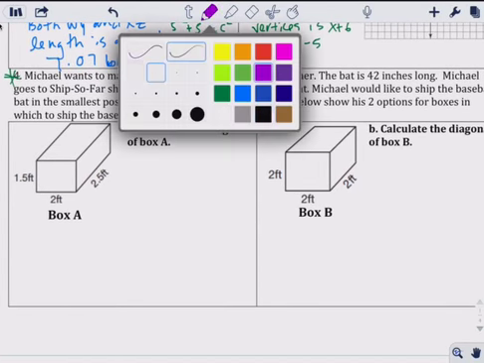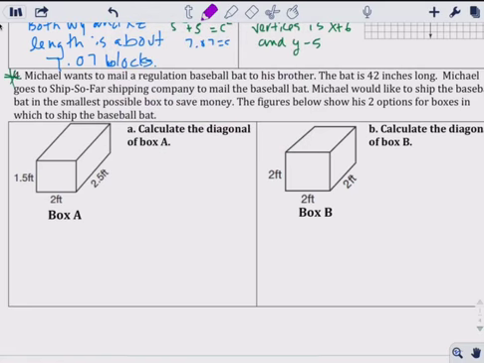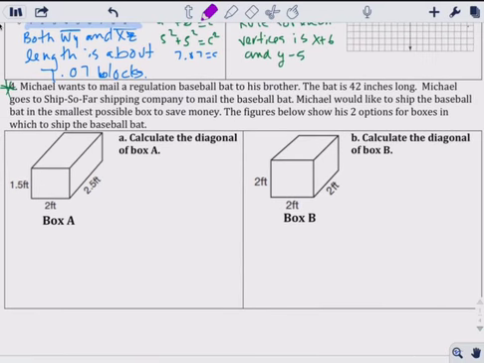Alright. So we want to know which one we would use for shipping. Alright, we did this. This is your question on your test. So look at it. Box A was the answer. So you would have done A squared, find this length first, plus B squared equals C squared. So that'll be 2 squared plus 2.5 squared equals C squared.